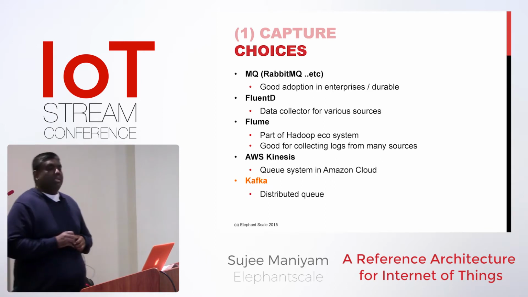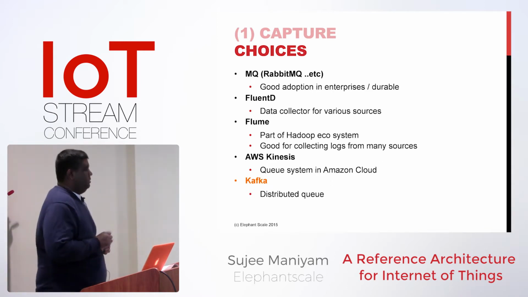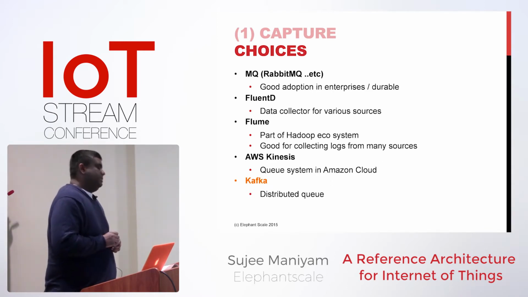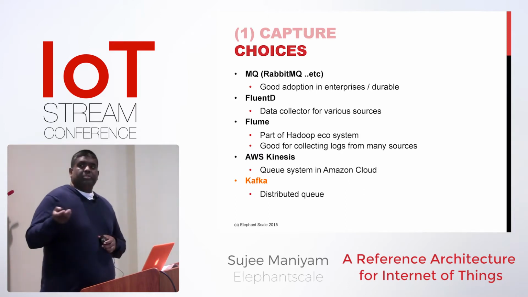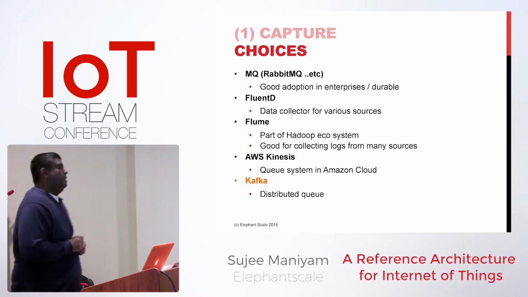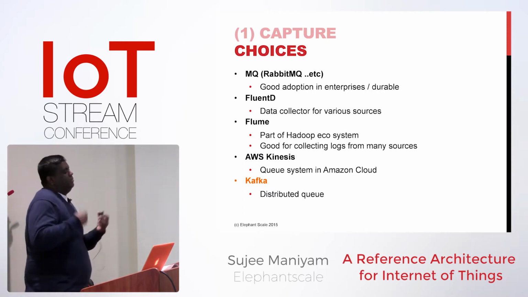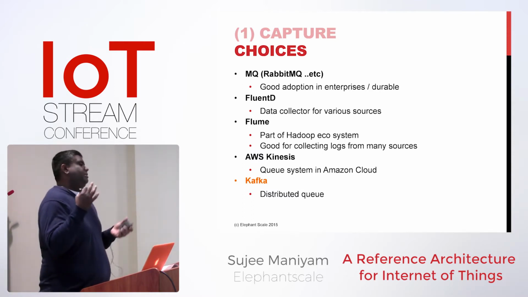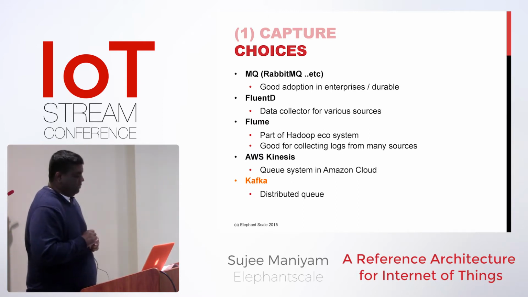A few choices: you can use MQ, which is very popular in the enterprise world. Fluentd, Flume is more part of the Hadoop ecosystem. Kinesis is a message queue on Amazon. So it's pretty much like a hands-free message system. You set it up, and then it scales automatically, and captures events, and so on and so forth.